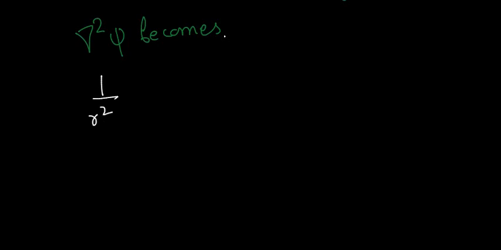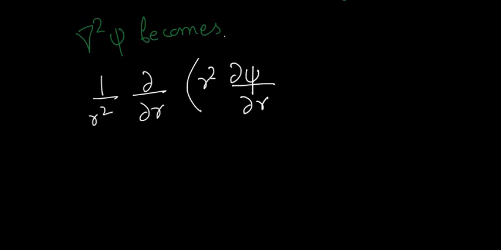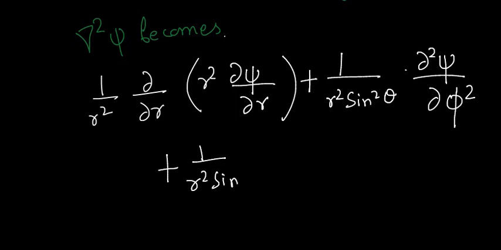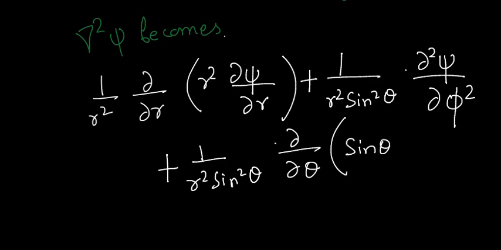1 by r square del by del r into r square del psi by del r, this whole term, plus 1 by r square sin square theta into del square psi by del phi square, and lastly 1 by r square sin theta into del by del theta into sin theta del psi by del theta.